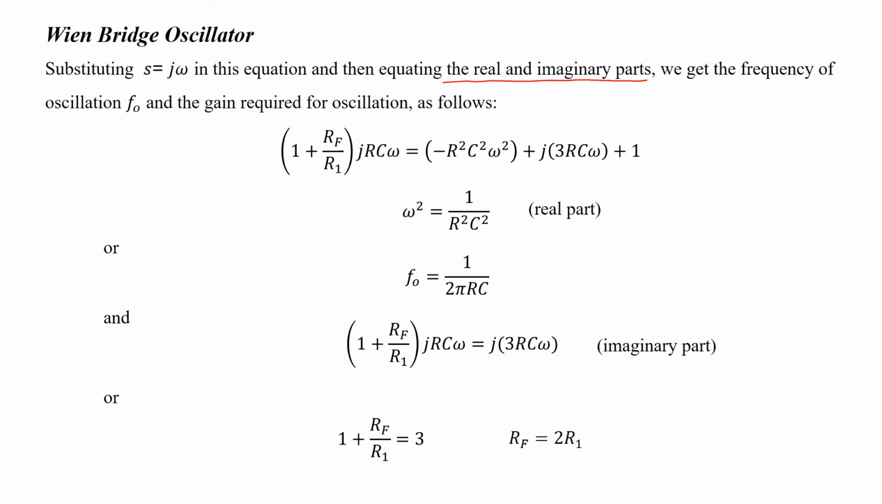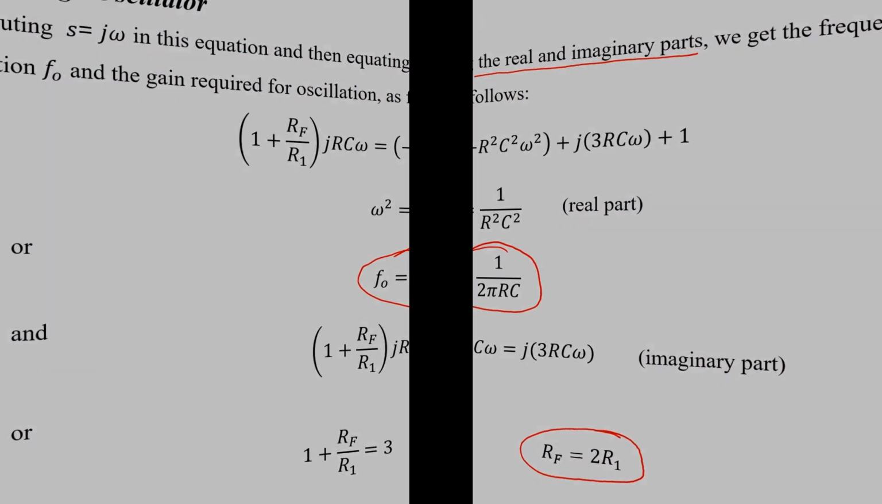So these are the two conditions for the Wien-Bridge oscillator: the frequency of oscillation is 1 over 2 pi RC and the gain 1 plus Rf by R1 is 3. From there we get Rf is equal to 2 R1. These are the conditions to be met for oscillations in the Wien-Bridge, and this is the most commonly used oscillator for audio application. In the next class, we will be talking of the voltage controlled oscillator and square wave generator.